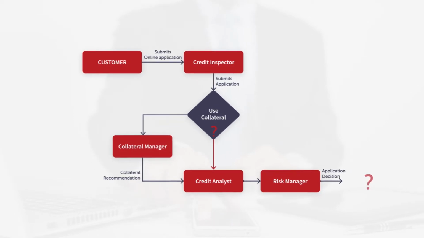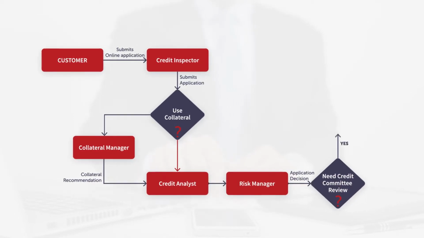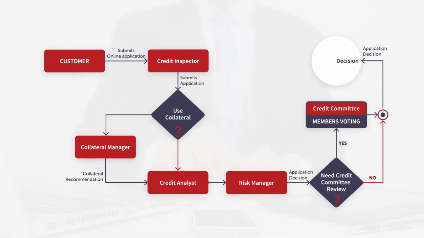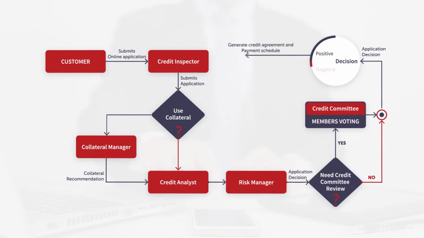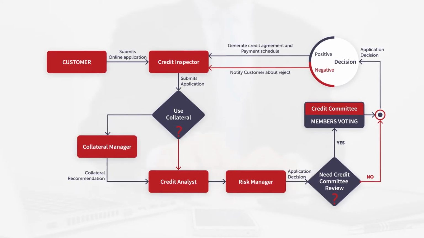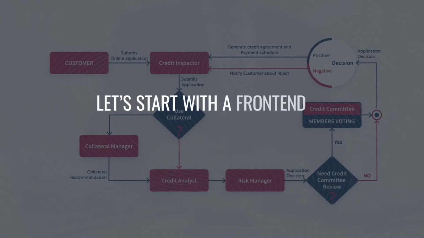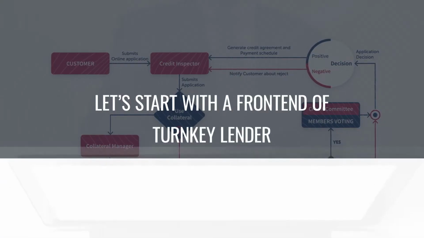If the approval of the credit committee is required, the application goes for voting to the credit committee workplace. Once the application is approved, it goes to the credit inspector, who generates the credit agreement and disburses the loan. Let's start with the front end of TurnKey Lender.